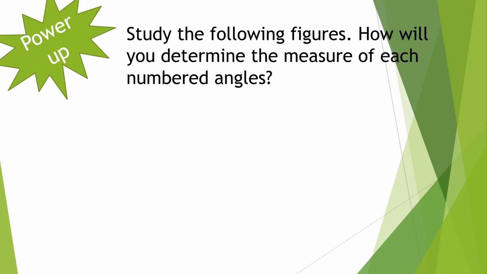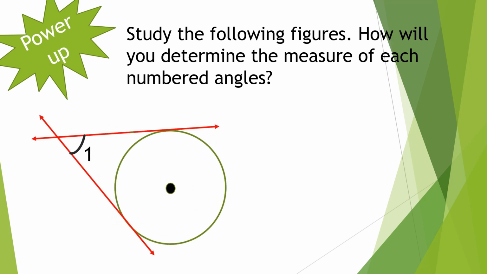I want you to study the following figures. How will you determine the measure of each numbered angle? Supposedly we have figure number 1. We have a circle and two tangents that meet outside the circle, and it forms angle 1. How do you think will you determine the measure of angle 1?